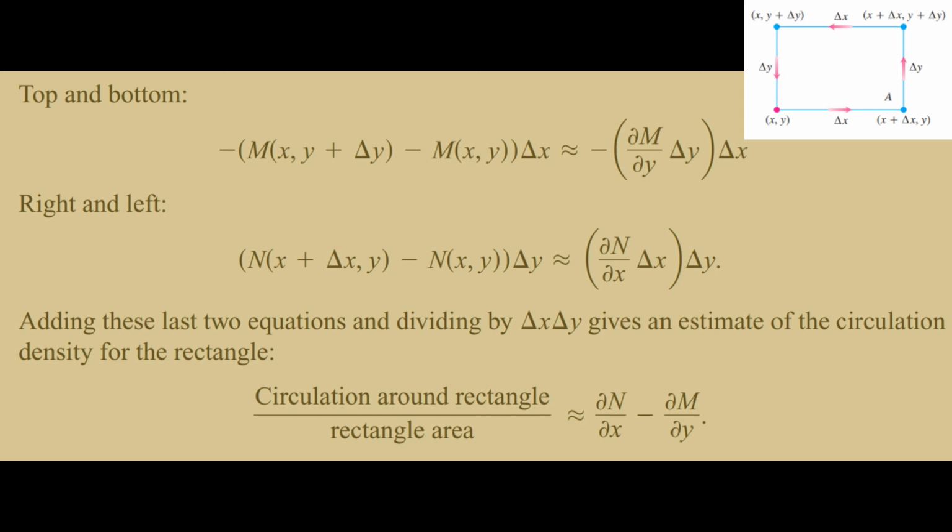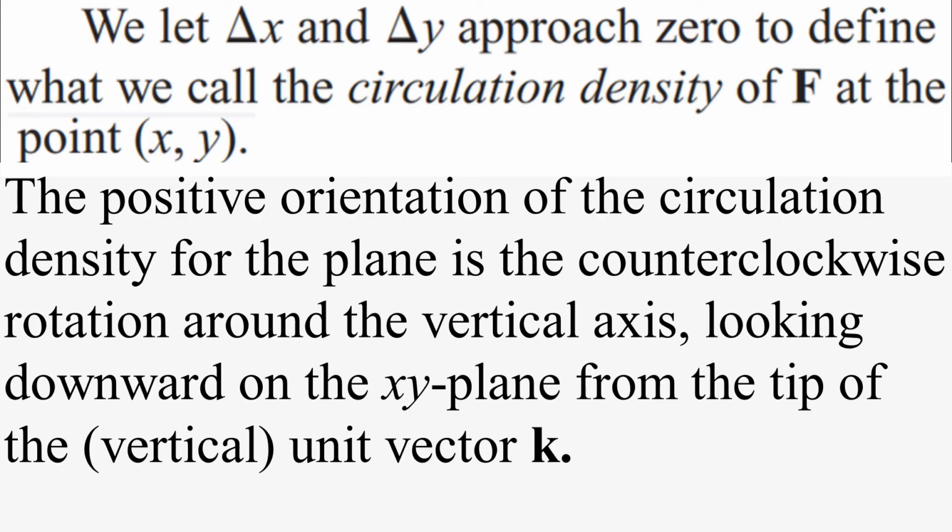Adding these last two equations and dividing by the area delta x times delta y gives an estimate of the circulation density for the rectangle. That is, circulation around the rectangle by rectangle area is approximately equal to partial derivative of n with respect to x minus partial derivative of m with respect to y. We let delta x and delta y approach 0 to define what we call the circulation density of f at the point (x,y).